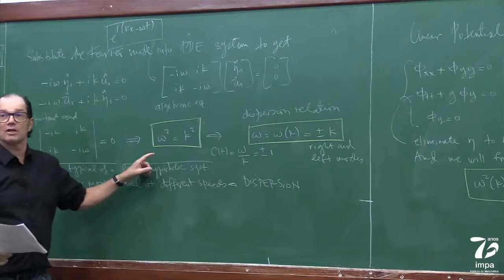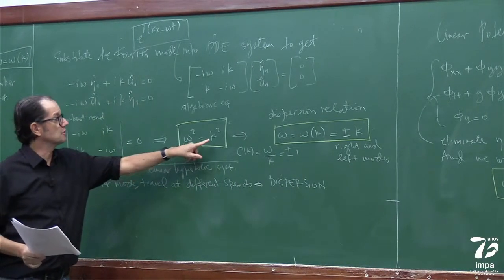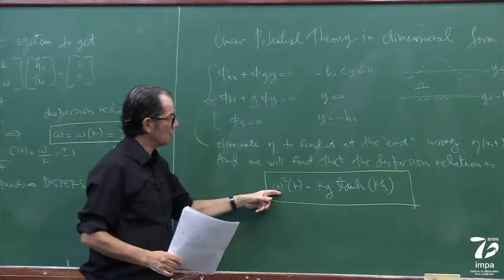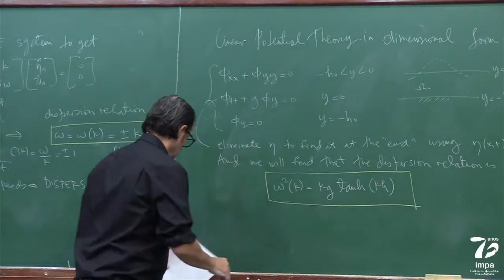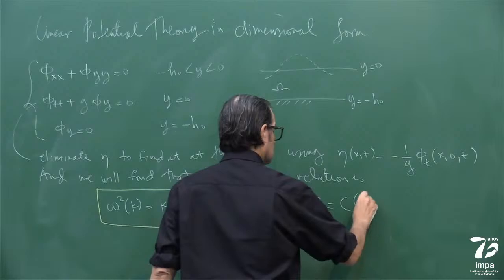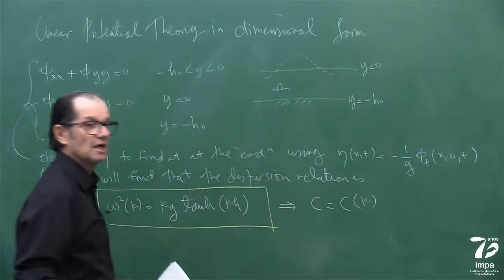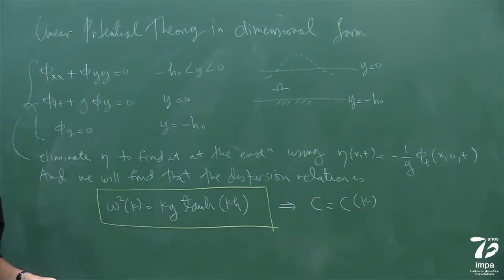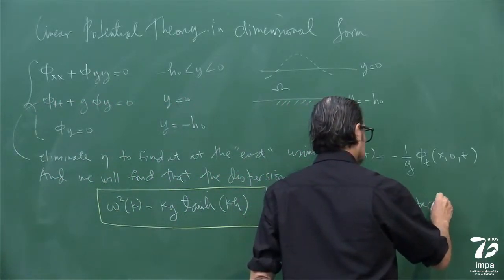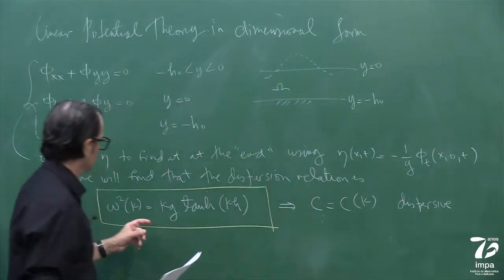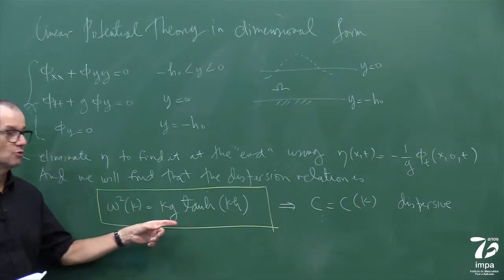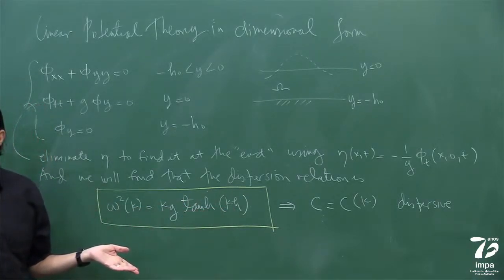So in the linear hyperbolic case, omega squared was equal to k squared. Now here, omega squared is equal to this complicated function, which means that c is a function of the wave number, therefore dispersive. I mean, divide this by k squared and take the square root. This is a complicated function.